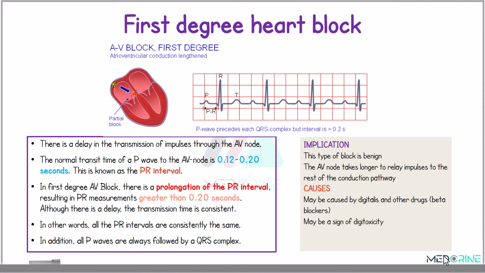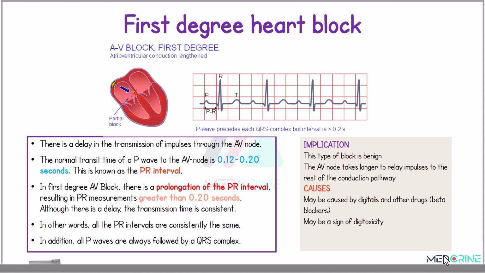In this heart block, there is a delay in the transmission of impulses through the atrioventricular node, which lies between the atria and the ventricles. Remember, from the electrophysiology, the normal transit time of a P wave to the atrioventricular node is usually 0.12 to 0.20 seconds. This duration is known as the PR interval. In first degree atrioventricular block, there is a prolongation of this PR interval greater than 0.2 seconds.